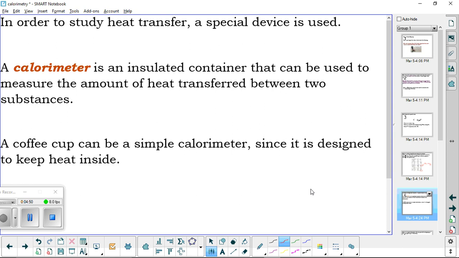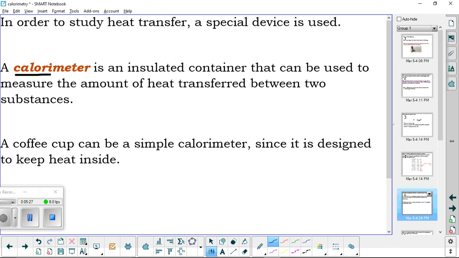So the next piece of this video is to show you how we calculate the heat transfer between two objects. In order to study heat transfer, we use a special device, and that device is called a calorimeter. And you'll notice here that the prefix calorie kind of sounds like calories that we find on the back of our food labels, because calorie is another way to measure energy. So it's the study of the transfer of energy, prefix calorie meaning energy.